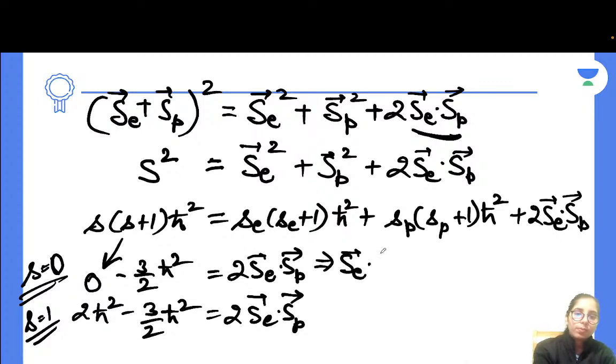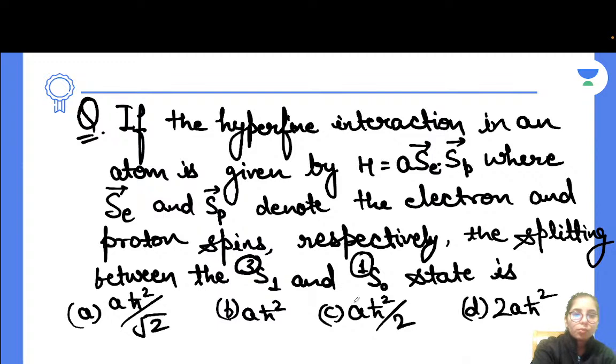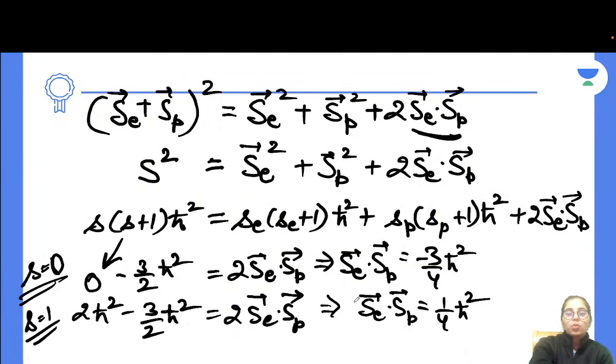Let me just write it. Done. Now what was your question? Your question was to find the splitting between this state and this state. To find the splitting, you just have to take the difference. When you take the difference of these two, 1 by 4 minus minus 3 by 4 is 1 by 4 plus 3 by 4, which is 4 by 4 h-cut square, and that's going to be 1 h-cut square. So h-cut square only you will have there.